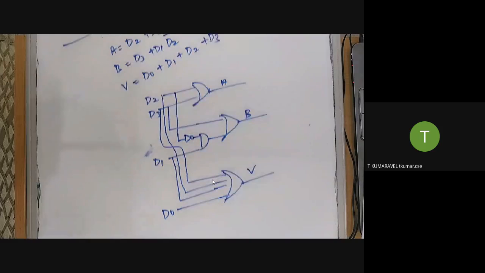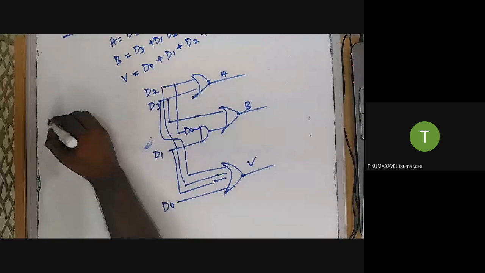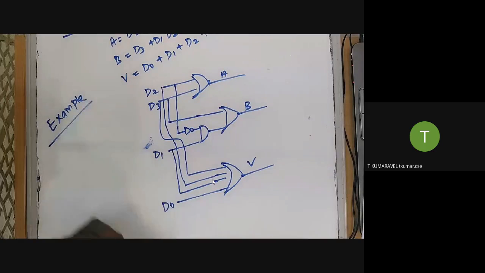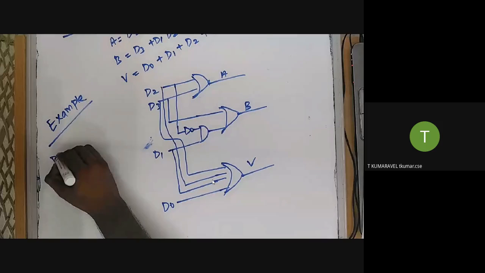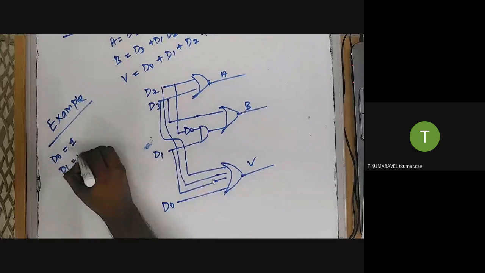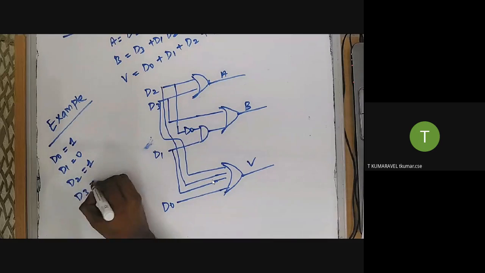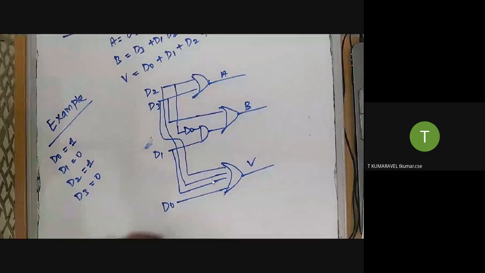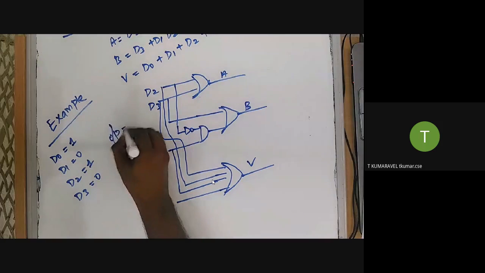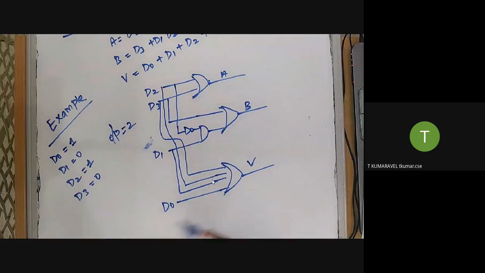Okay. So now I'm going to take one test case to check whether the circuit is working properly or not. This is my input condition: D0 equal to 1, D1 is 0, D2 equal to 1, and D3 equal to 0. So you may guess the output. Which subscript has the highest priority? 2. So the output value should be equal to 2. I'm going to check whether it generates that or not.